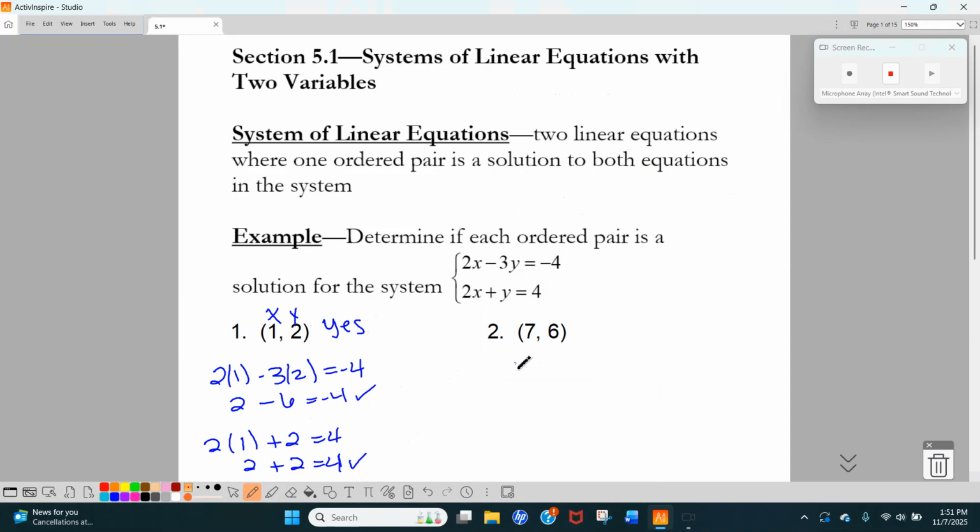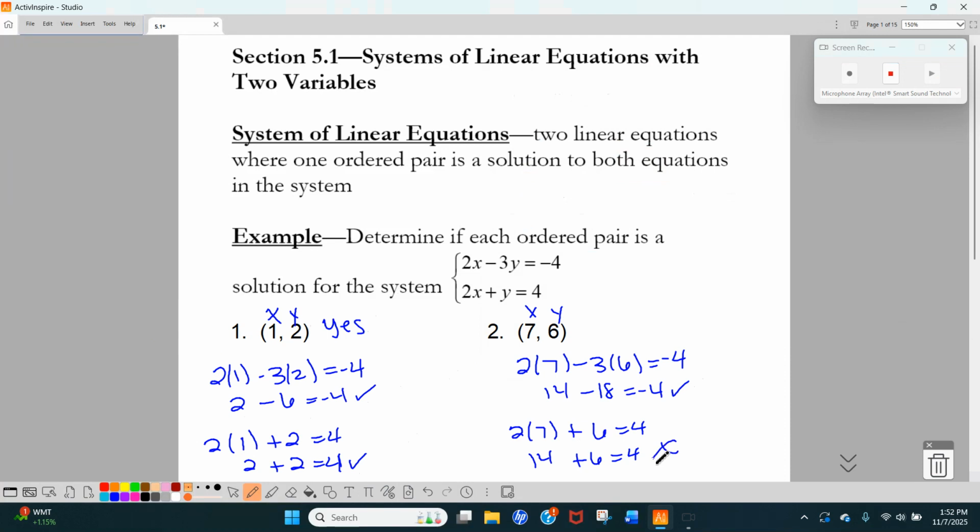All right, so then for number 2, same concept. We're going to plug in the 7 for x, the 6 for y. See if that works out to be negative 4. So it's 14 minus 18, negative 4. Yes, it is. All right, so checking the other one, 2 times 7 plus 6 is equal to 4. So is 14 plus 6 equal to 4? No, it's not. So this is no.